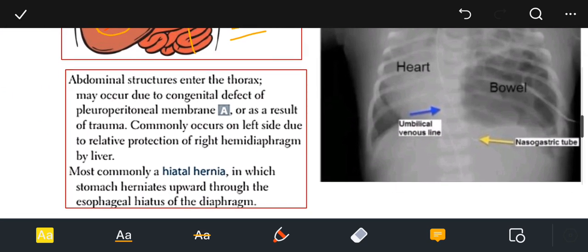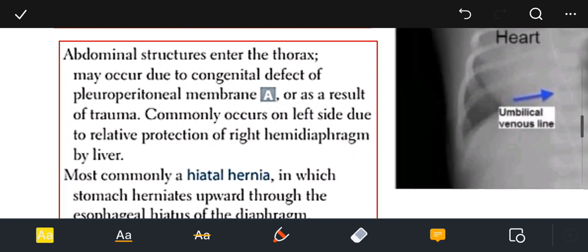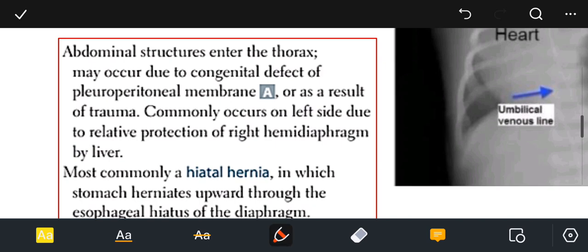Then we have abdominal structures entering the thorax, which may occur due to a congenital defect in the pleuroperitoneal membrane. There is a pleuroperitoneal membrane. It is an embryonic form of the diaphragm, right? In place of the diaphragm in an embryo, we have the pleuroperitoneal membrane, and that membrane in future will become the diaphragm. So if there is a defect in the pleuroperitoneal membrane, or as a result of trauma, abdominal structures will start entering the thorax. It commonly occurs on the left side due to relative protection of the right hemidiaphragm by the liver.